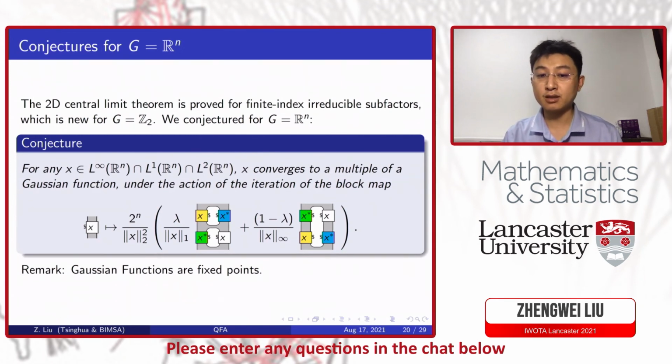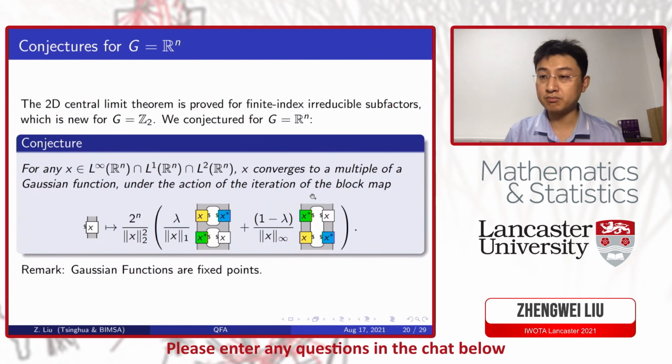And we consider this a kind of 2D central limit theorem. The conjecture is that this limit will always be a Gaussian function, and actually all the Gaussian functions are fixed points of this map. But still we cannot prove this result. It looks like a basic statement at the beginning, but we tried pretty hard to prove it, and still we cannot get it. And we actually checked this by computer.